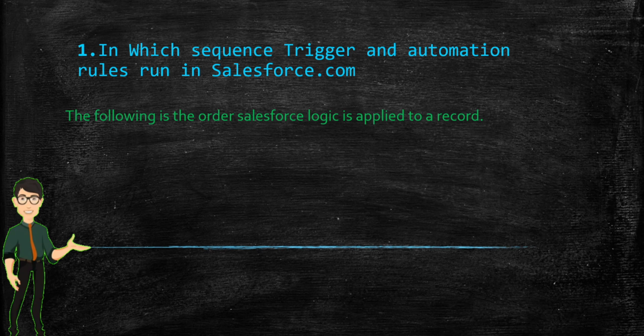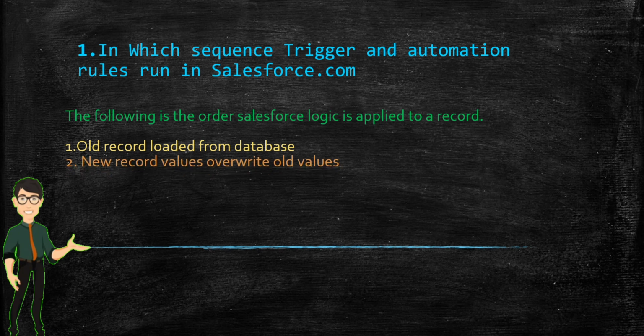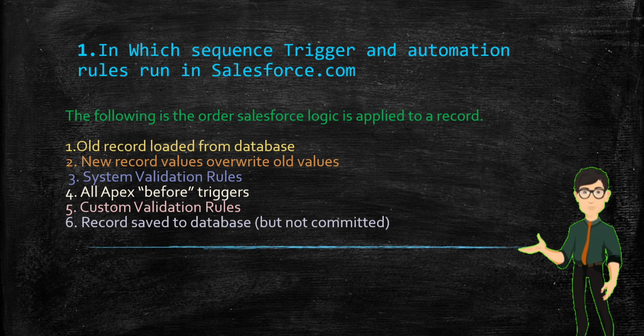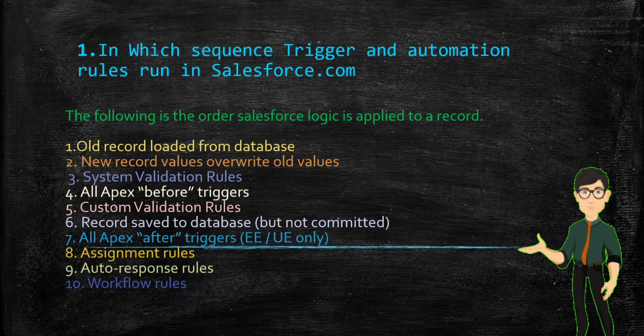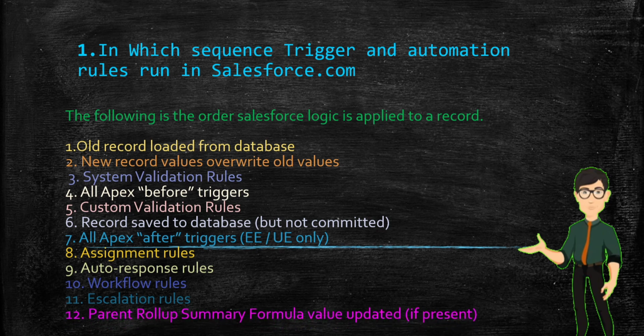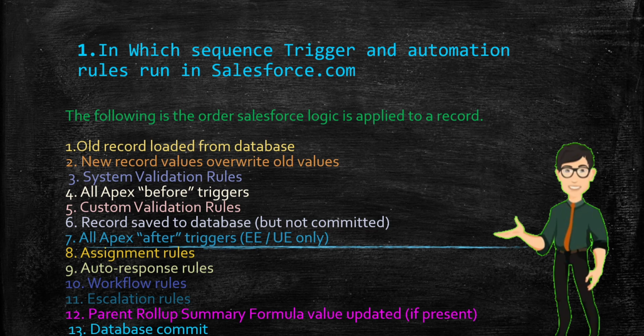The following is the order in which Salesforce logic is applied to a record. First, the old record is loaded from the database. Second, new record values override the old values. Third, system validation rules. Then all Apex before triggers, custom validation rules, record saved to the database but not committed, all Apex after triggers, assignment rules, auto-response rules, workflow rules, escalation rules, parent roll-up summary formula value updated if present, and the last one is database commit. This is the sequence of automation tools which are used with a trigger.